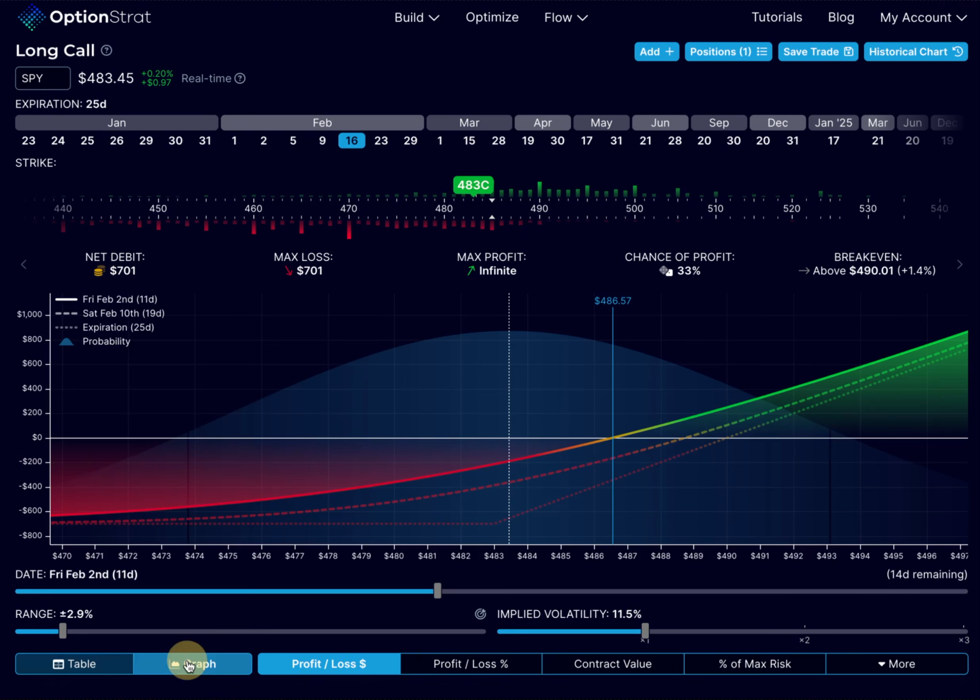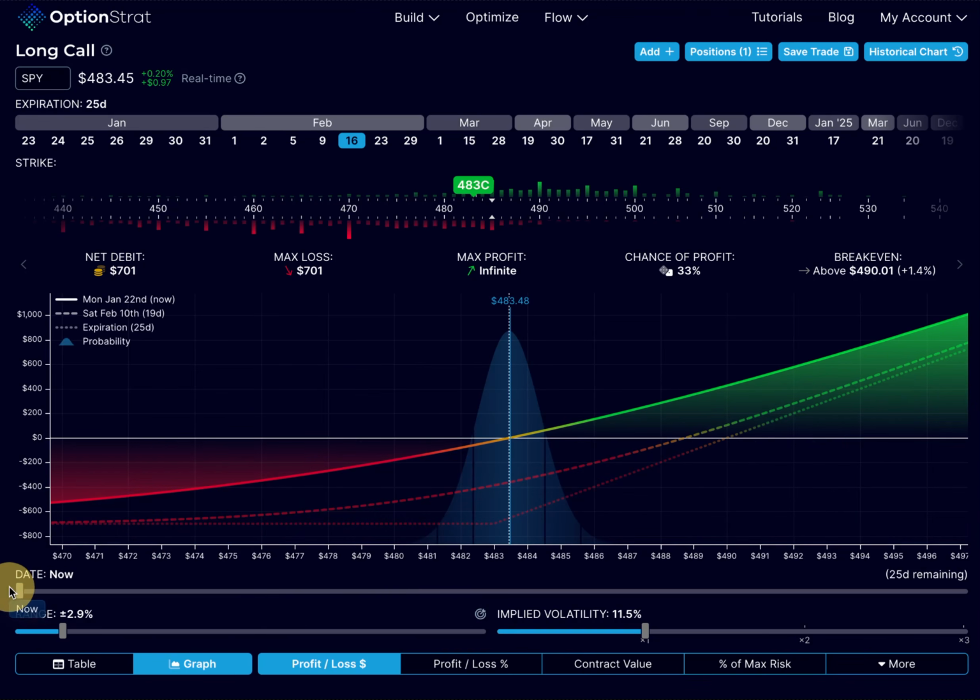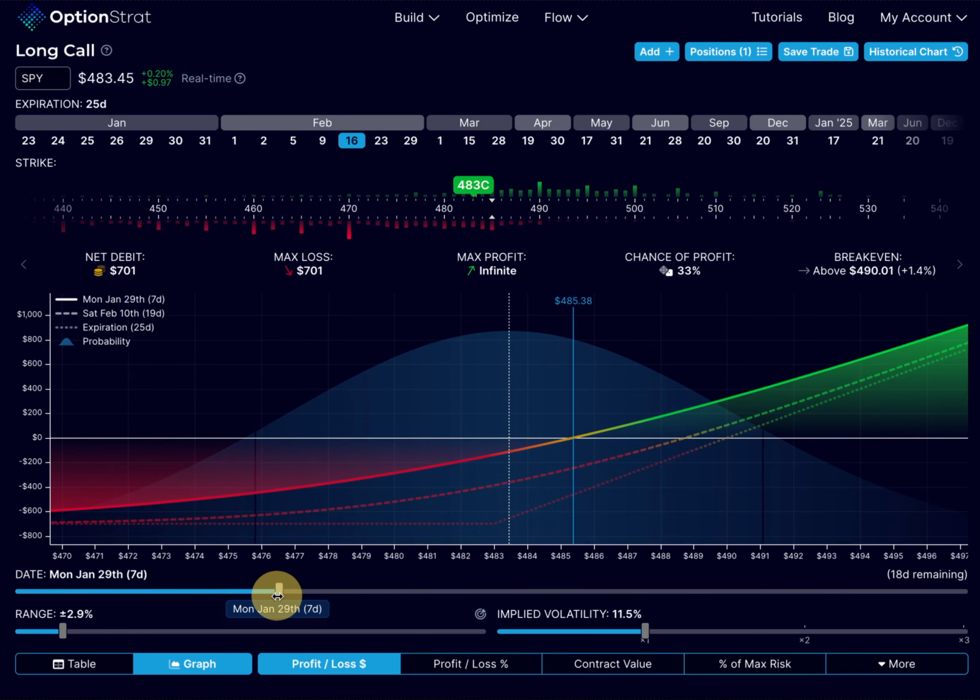So if I come to graph mode, this is going to show a P&L diagram. If I slide my date all the way to the left, this is today. If I slide this to the 29th, this is what you would have seen essentially as P&L if you looked at the table for the 29th.